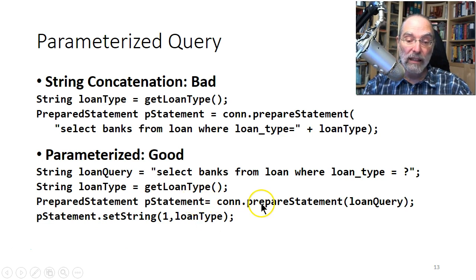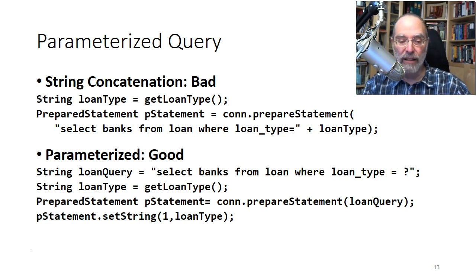I prepare the statement, I pass it the query, but remember the query is what we see up here. We see the question mark in that query, so it's not going to include the information we need. It's the last line that's the key, the p statement dot set.